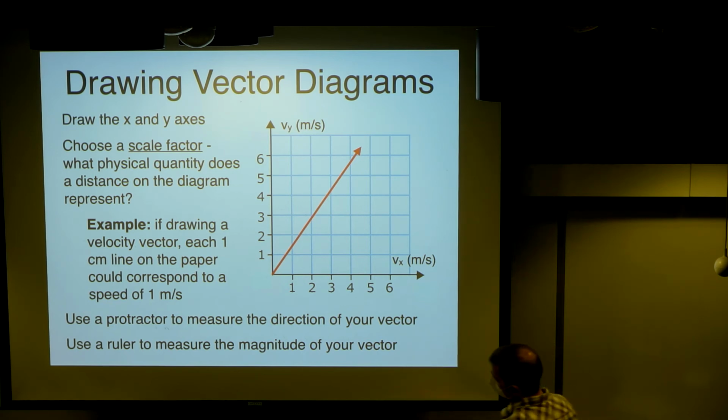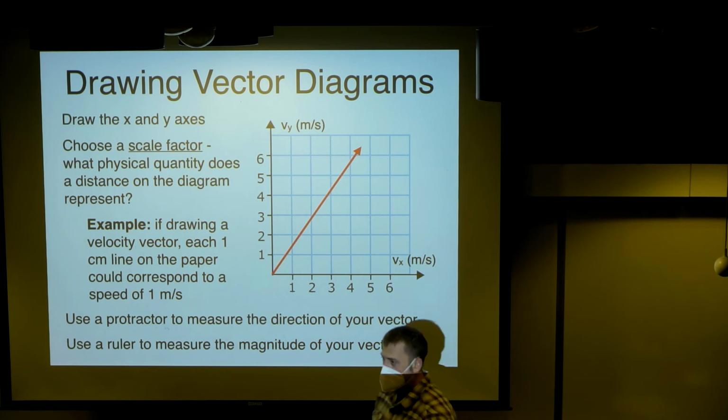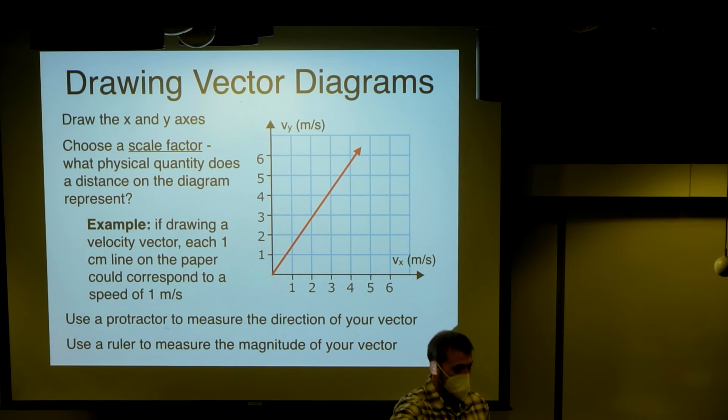But another example would be like a velocity vector, right? Velocities are measured in meters per second. Those aren't even physical lengths, right? So if I'm going to draw a velocity vector with a certain length, I'm going to have to specify how much length corresponds to, I don't know, 1 meter per second or 10 meters per second, right?